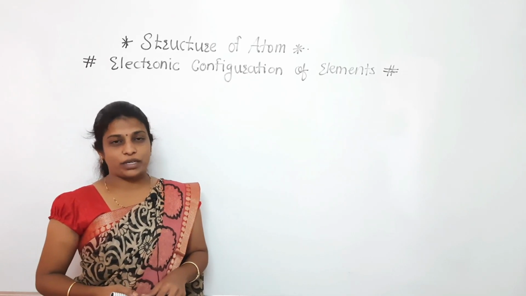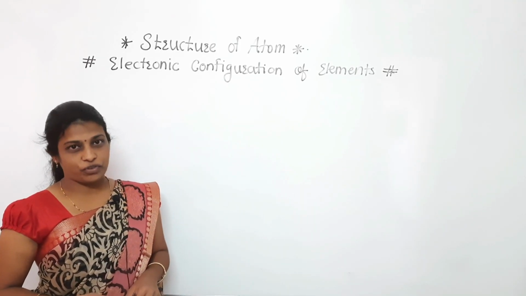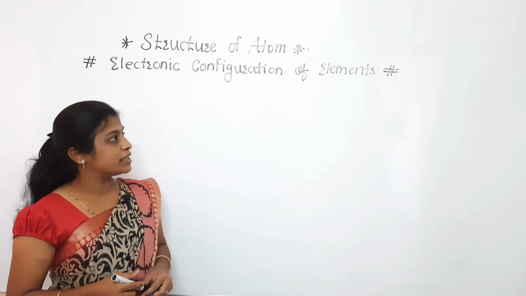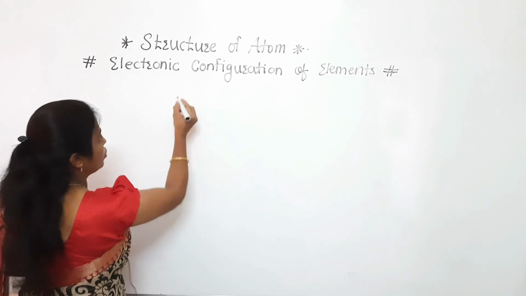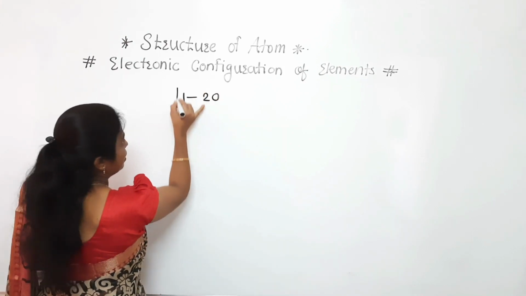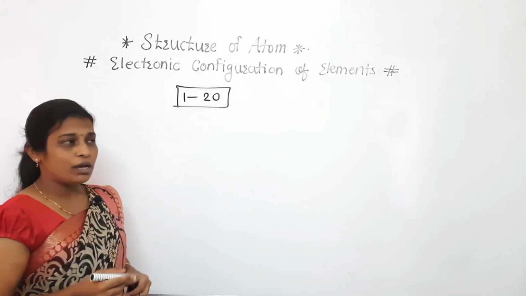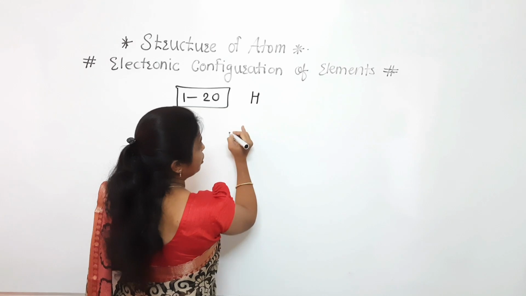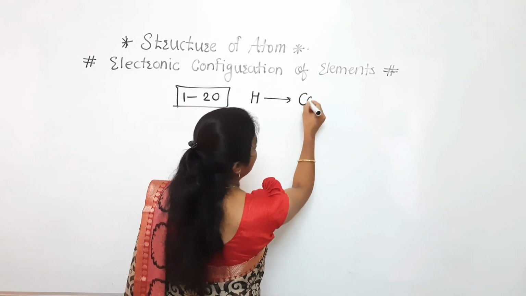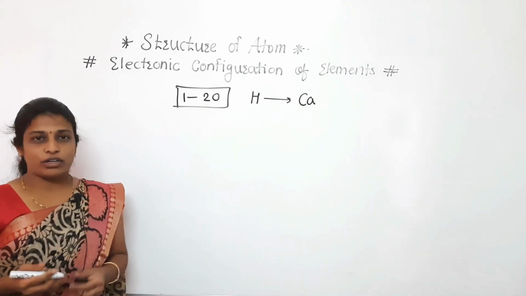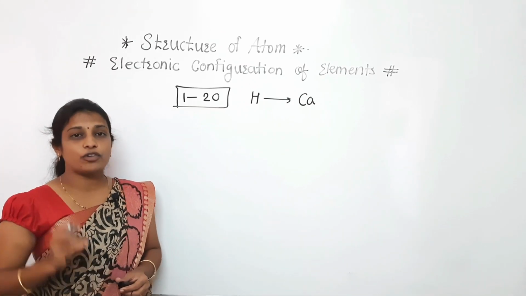Structure of atom topic. We are going to discuss the electronic configuration. Already we have completed the electronic configuration of the elements, but in that we have covered only atomic numbers 1 to 20. That means we have completed the electronic configuration for hydrogen to calcium, which has the atomic number 20.